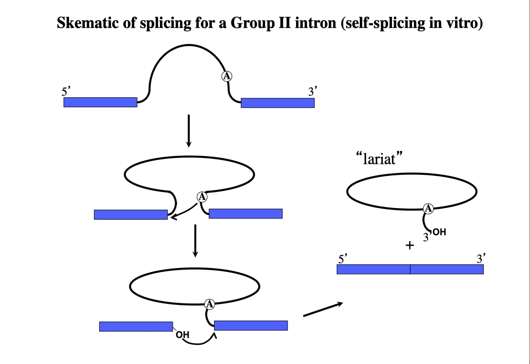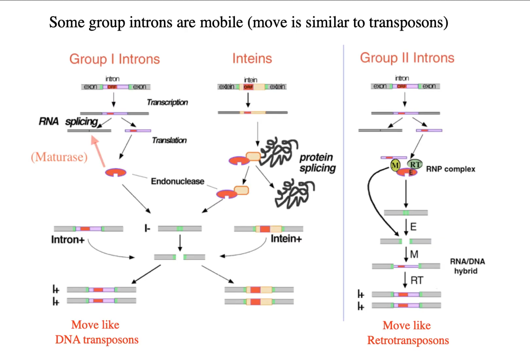But the start of the reaction is initiated by an internal adenosine, which then attacks the 5' intron exon border. You get a splitting off of the exon and formation of the lariat. And then the 5' exon reacts with the 3' exon intron border, splicing those two pieces together, and freeing the lariat. And it's very characteristic. You can actually see these lariats in the electron microscope.